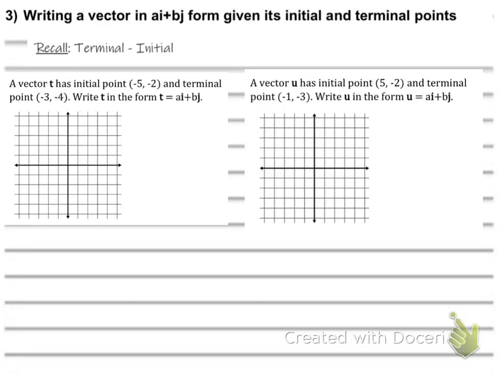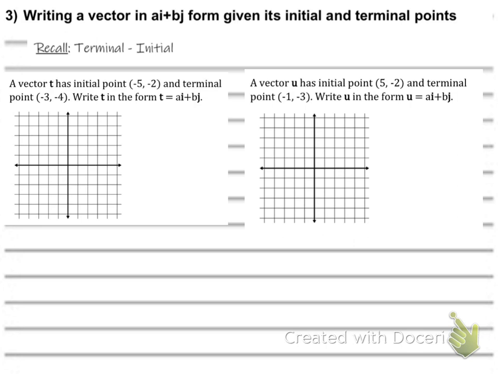except they're giving us the terminal and the initial, and they want it in ai plus bj form. So we still want to do terminal minus initial to get those horizontal and vertical components, but instead of writing it with the pointy parentheses, we're doing the i and the j, okay? I put a picture on there or a graph so that you could plot it if you wanted to.